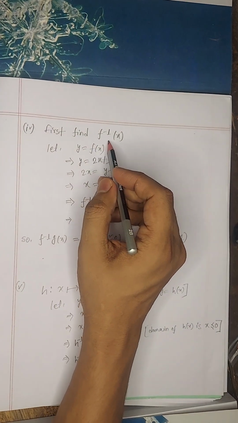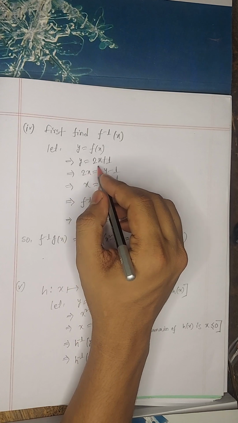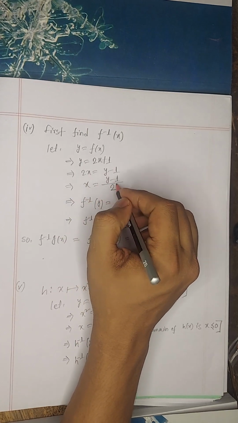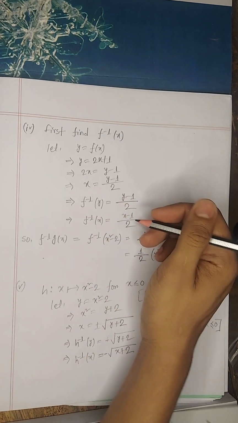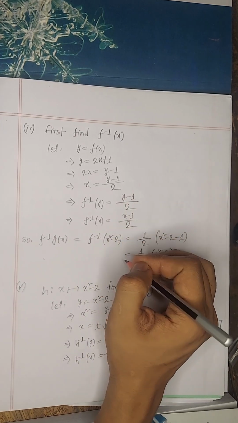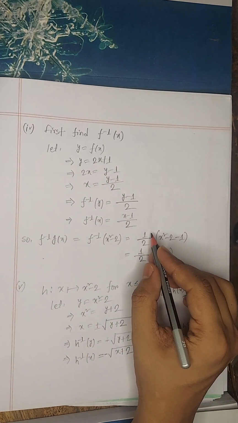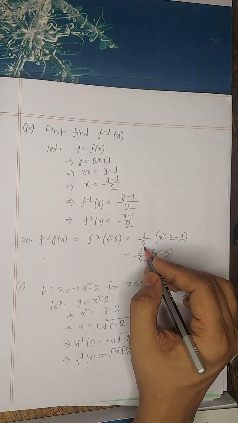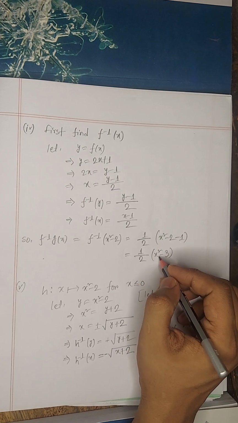In part 4, first we have to find the value of f inverse x, where let f(x) equal to y, so then y is equal to 2x plus 1, the value of x will be (y minus 1) by 2, so f inverse y is equal to (y minus 1) by 2, f inverse x equal to (x minus 1) by 2. That means f inverse g(x) is equal to f inverse of x square minus 2, that will be 1 over 2 times (x square minus 2 minus 1), 1 over 2 times (x square minus 3).